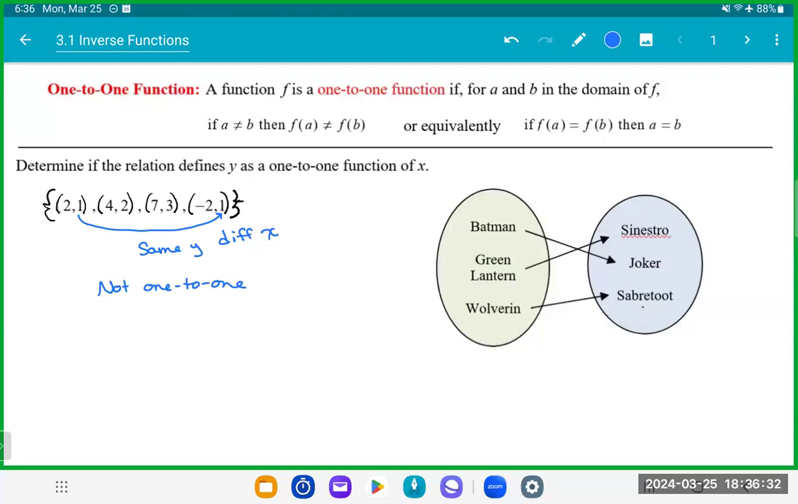So we can see over here in the picture on the right that it's a little clearer, right? Every hero maps to a unique villain, right? But had Batman mapped to Sabretooth and Wolverine mapped to Sabretooth, then that would not be one-to-one. But because everything in the green circle maps to exactly one thing in the blue circle, then yes, this here is one-to-one. Okay.